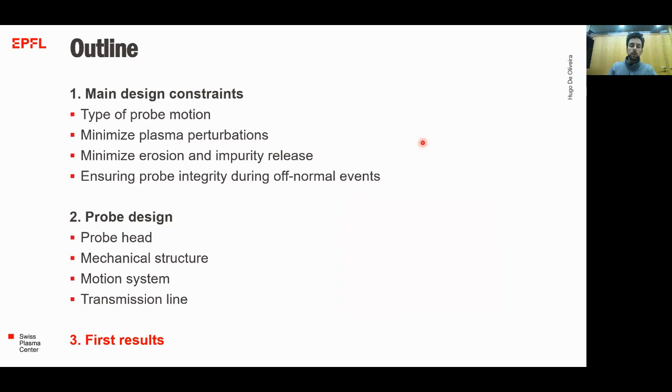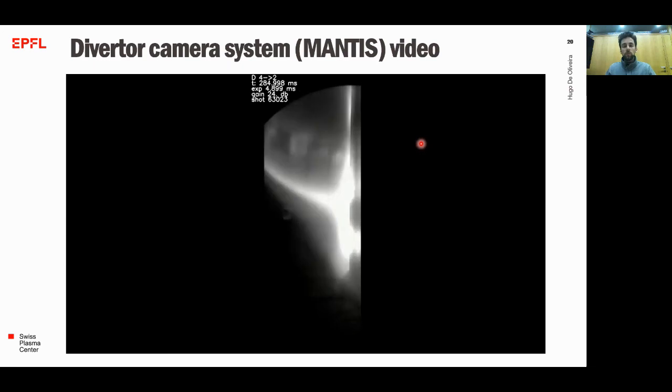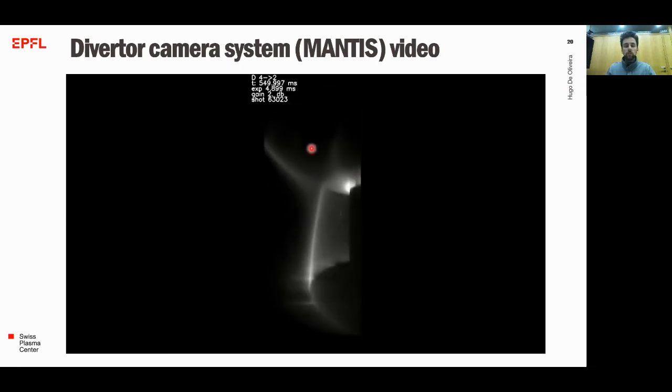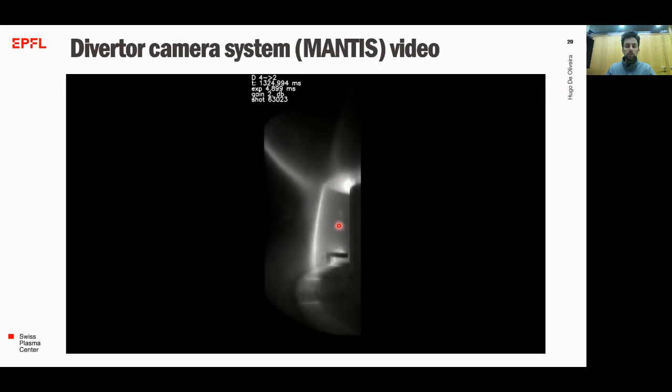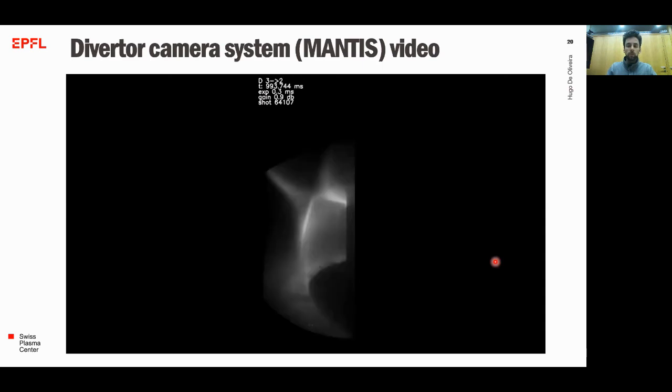Now, the results part. We are looking at a video from a spectral imaging in the divertor. So the core plasma is on the top. Here we have the X point, and the probe is making 2 plunges. You could see the characteristic shadow on the downstream plasma. So now I will play a second video at even slower motion.